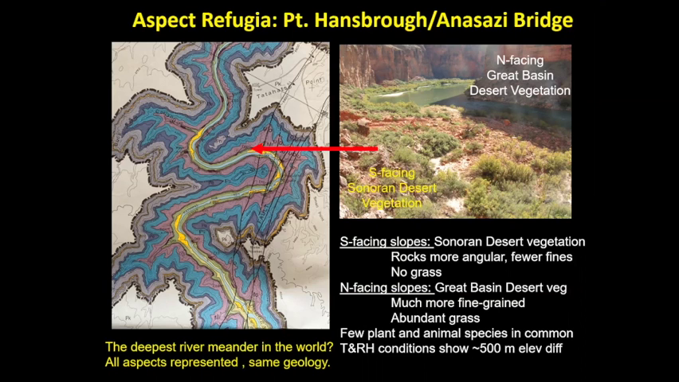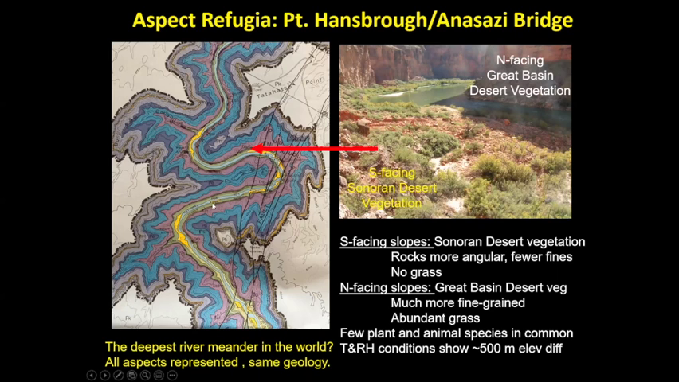Now let's look at a larger landscape view. This is the famous gooseneck at Point Hansbrough in Grand Canyon, mile 40 at Buck Farm, coming down to mile 47 at Saddle Canyon. This is among, if not the, most deeply incised river meander in the world. I don't think anybody's recognized that as part of its story here, but it's also a wonderful place to look at south-facing versus north-facing slopes.